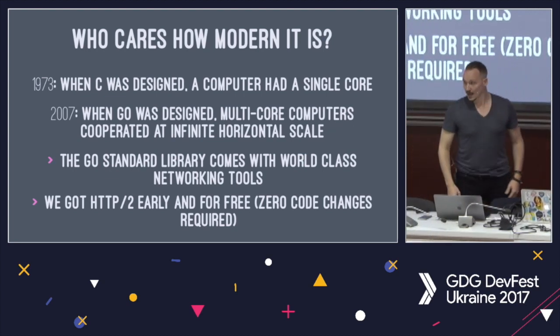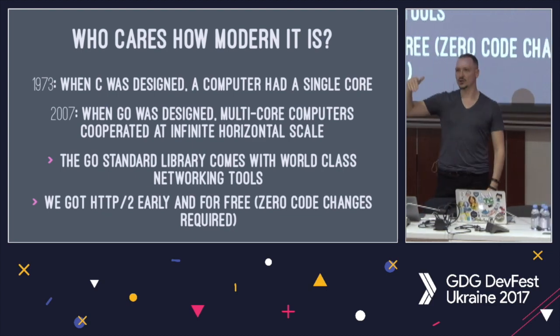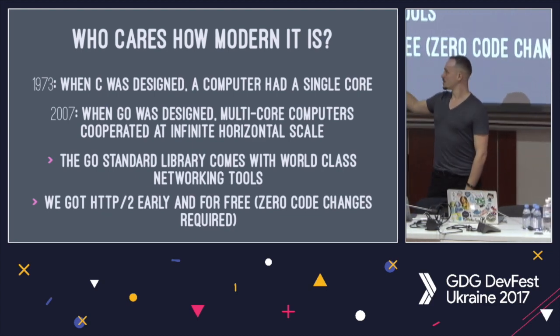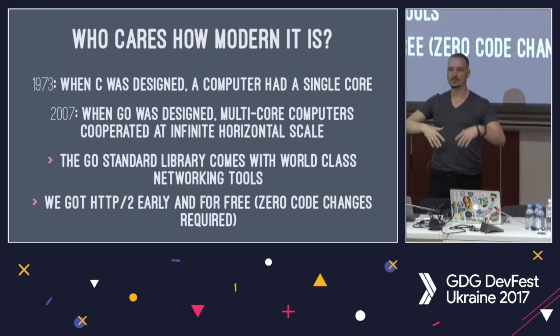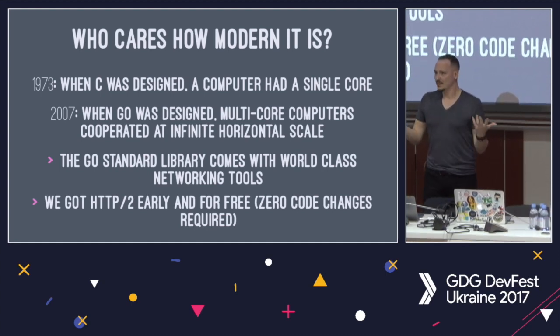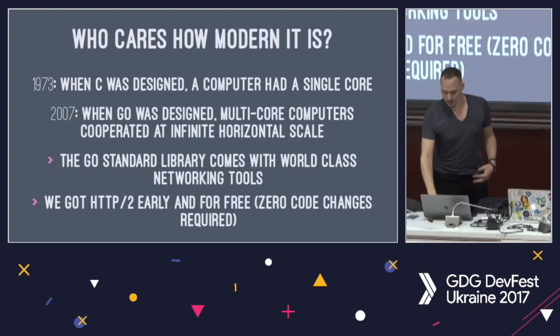horizontally scale. And one good example of how good the standard library is, was when HTTP 2 came out, Go got it early and got it for free. You didn't really have to do anything, and suddenly things just got better.